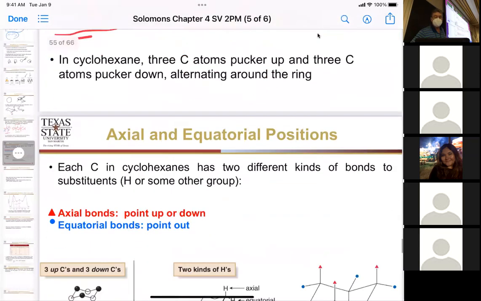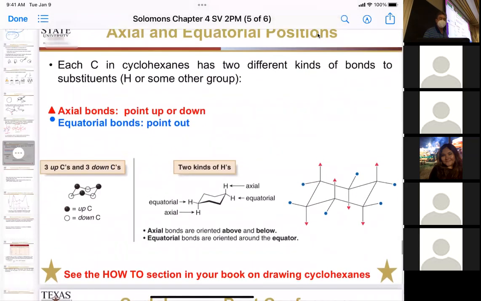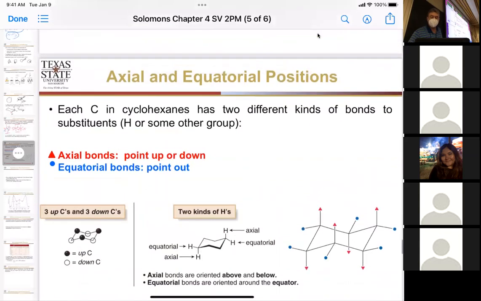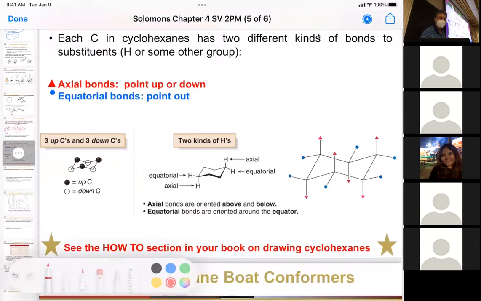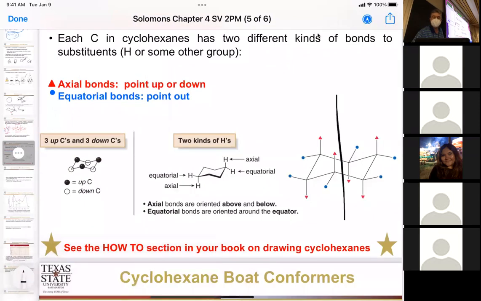Okay, so what we see is in the case of this cyclohexane, we have two different locations. And the way to look at it is if you have the cyclohexane as Earth and you draw the axis of the Earth that spins around, all of the hydrogens that are parallel to that axis are axial hydrogens. So this is axial, axial, axial, axial, axial. See how they're all parallel to that axis going through the center of the cyclohexane.